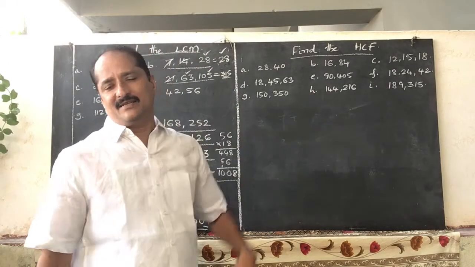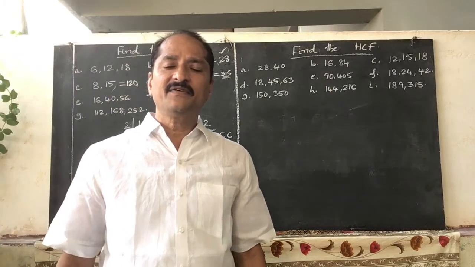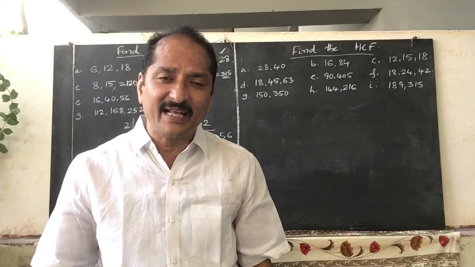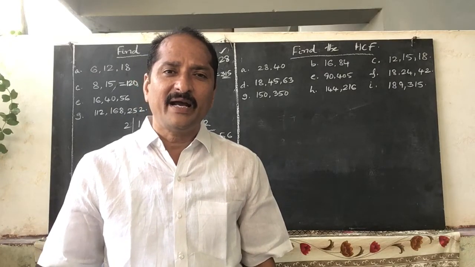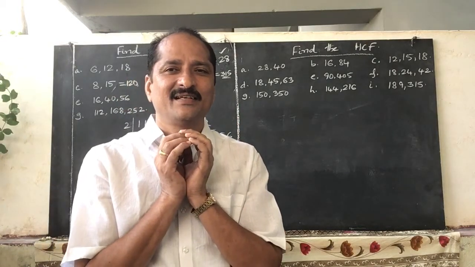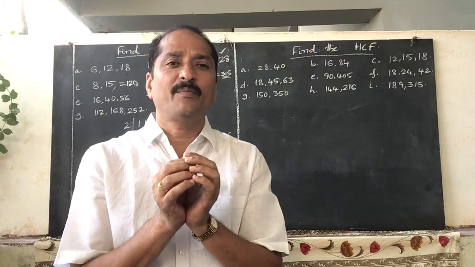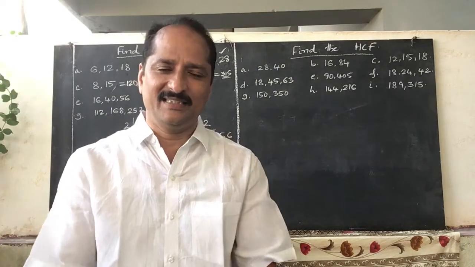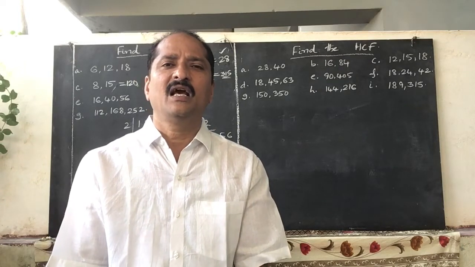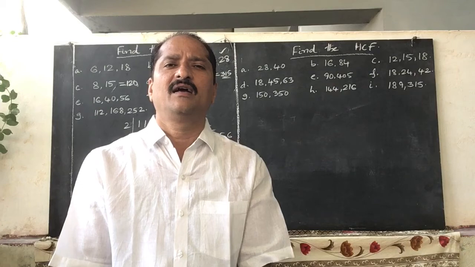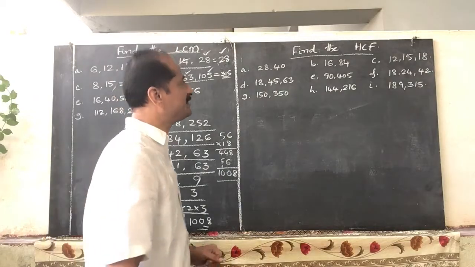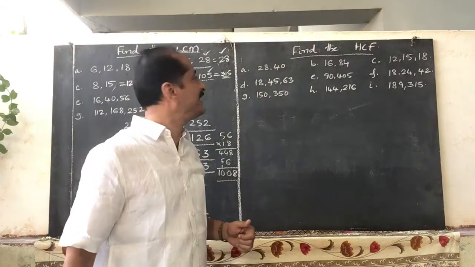Now, finding the HCF. What is HCF? In the prime factorization method, we find the HCF by finding the product of common factors. The product of common factors is known as HCF. But if two or more numbers are given, how can you find the HCF in the division method? To find the HCF in the division method, take the first two numbers, 28 and 40.